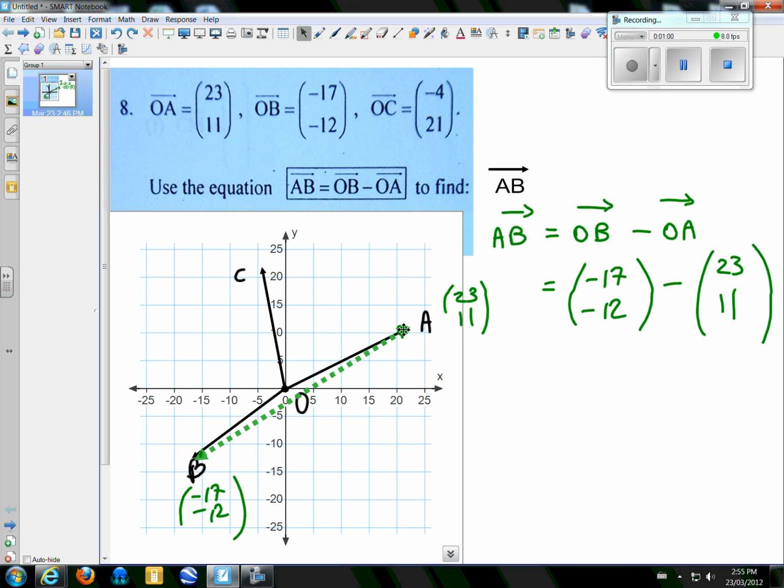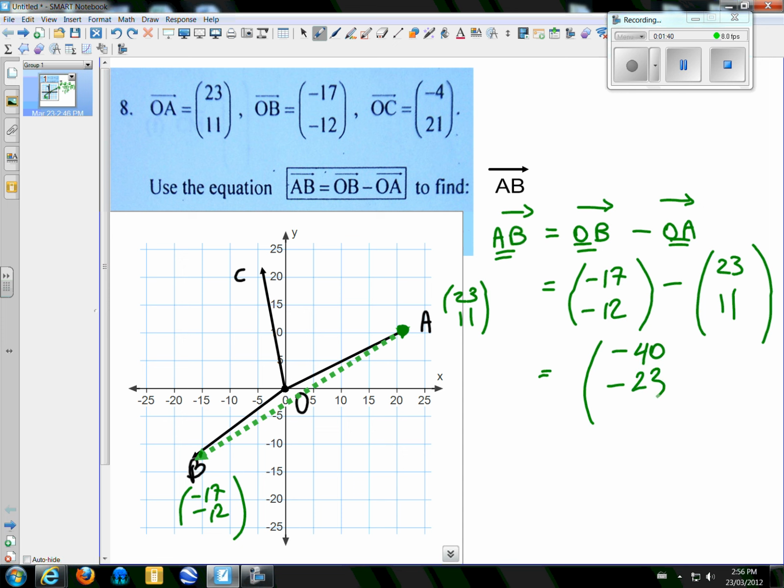Okay, so notice we're given that AB equals OB minus OA. So for this first question it's as simple as plugging in the values, but we'll look at a graphical explanation as well. So following the formula that's given, AB equals OB minus OA. We know OB is negative 17, negative 12. That was given to us. We know vector OA, which was also given to us, is 23, 11. So the given equation states that we could subtract those, thus giving us a negative 40, negative 23.